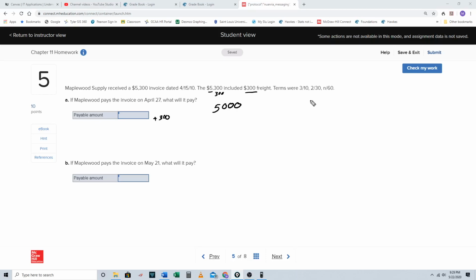So anyway, the terms were 3/10, 2/30, and net 60. This is something that is new. It doesn't show up on the PowerPoint, so I want to bring this up now.